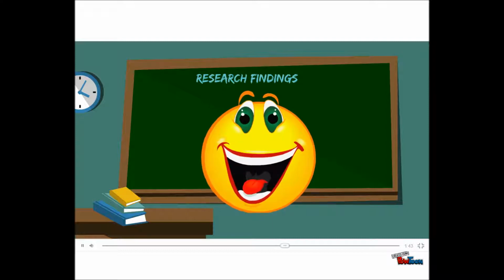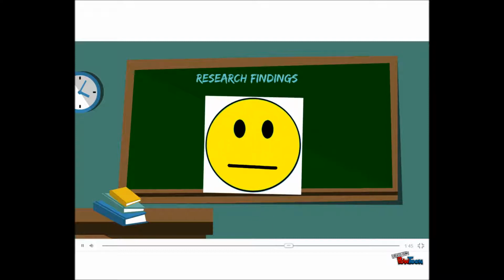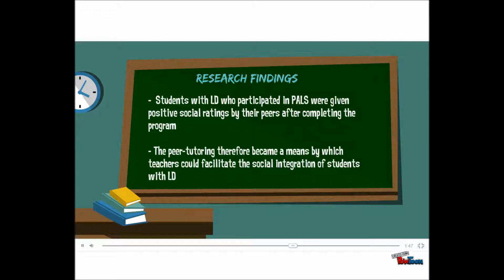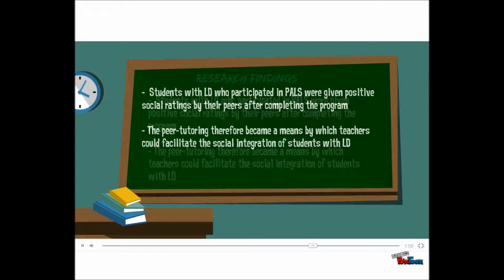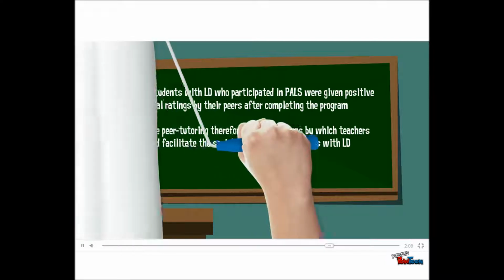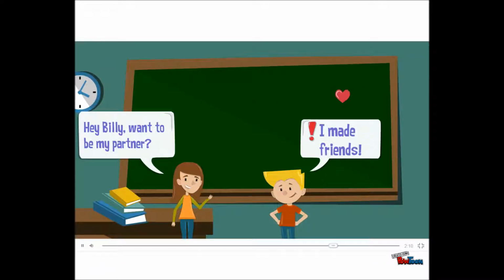Towards the end of the study, students were to rate their classmates with a happy face for like, a sad face for dislike, or a neutral face for being indifferent. In the non-PALS classes, students had a negative social preference rating towards LD students, whereas in the PALS classrooms, students had a positive social preference rating. LD students were seen as equal to lower achieving, average achieving, and higher achieving students. Success. The peer tutoring therefore became a means by which teachers could facilitate the social integration of students with LD. Through this interaction, students started to get to know Billy. He now feels like he is part of the class.